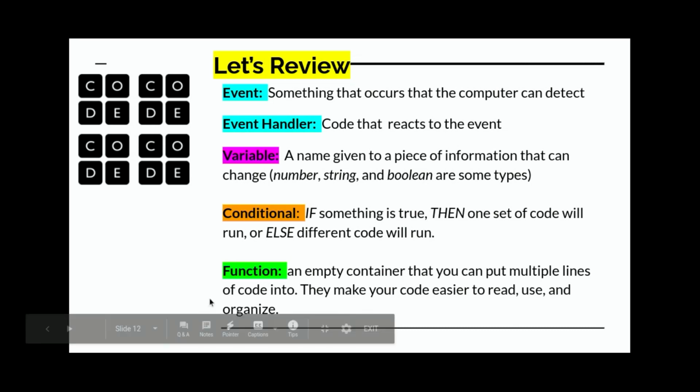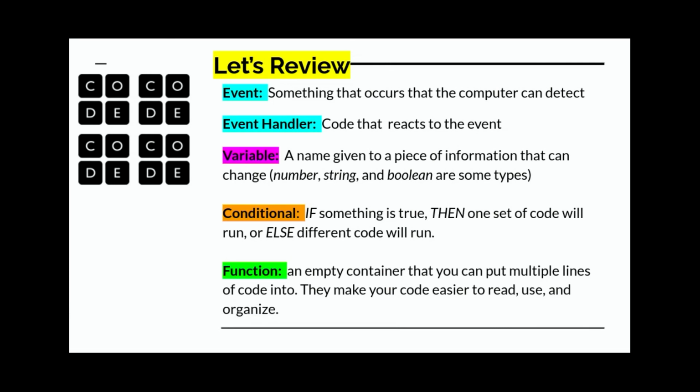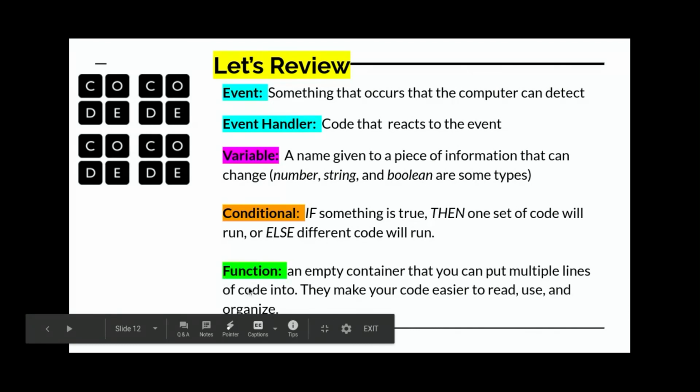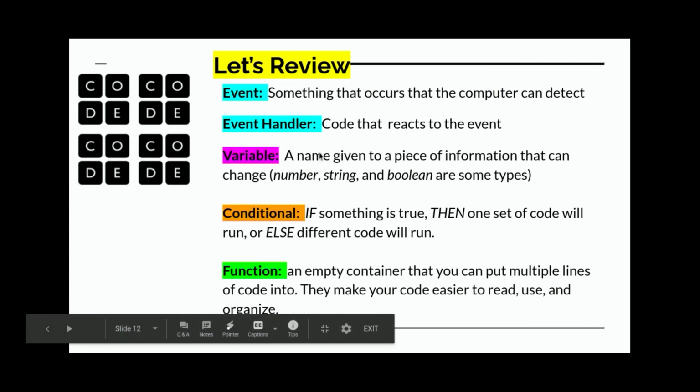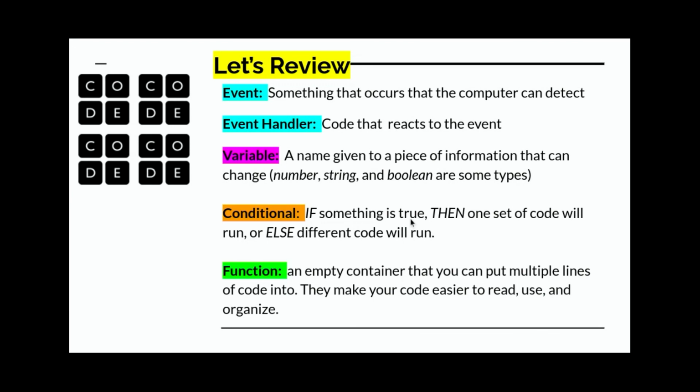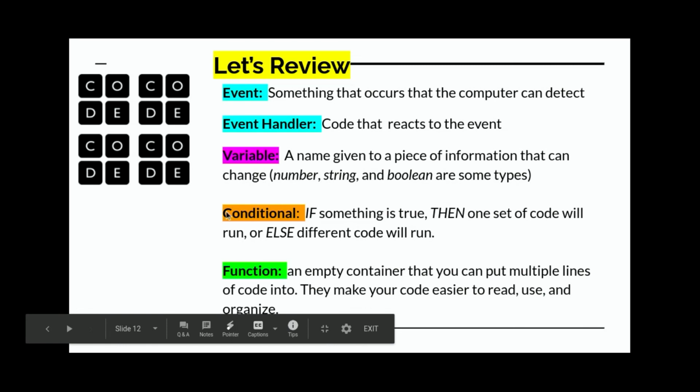So a function is sort of like a variable, except a variable is just one piece of information, for instance, my age, 38, whereas a function is a bunch of code. A conditional is like a special event or event handler, except they always read: if something is true, then something will happen, or else something else will happen. So always remember it's if, then, else. That's a conditional. And you can have conditionals that don't have the else part. If this is true, then do that. You can also have that kind of conditional. All right, so those are our concepts for today.